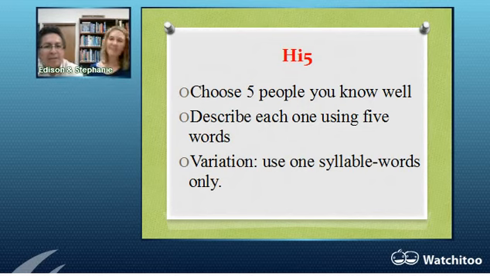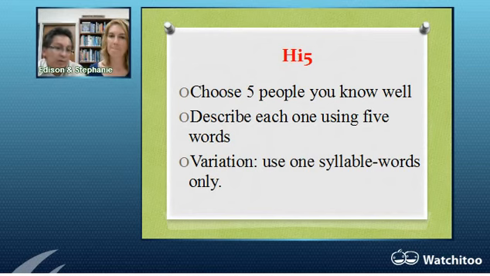Okay, and then you have this high five activity. So you have to choose 5 people you know well, and describe each one using 5 words. And you can make this with longer adjectives or only use 1-syllable words. At the beginning we were trying to expand their knowledge, but now we can be trying to summarize, to put everything in a nutshell, let's say. Then we can use those 5 words to describe a person.